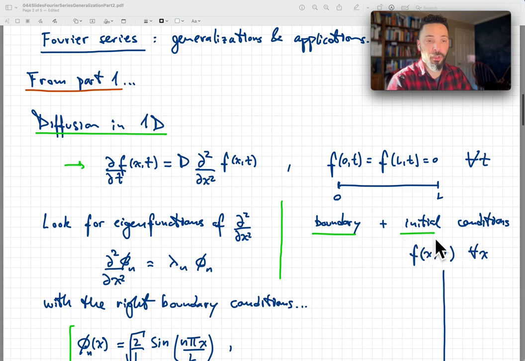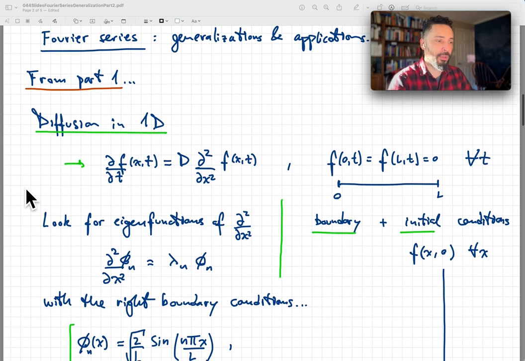And of course, we're going to have some initial conditions as well. So if we have spatial derivatives, we need boundary conditions. If we have time derivatives, we need initial conditions. And so we're going to assume that this function f of x is given for all x in the relevant region of interest at time t equals 0. And of course, these boundary conditions hold at all times.